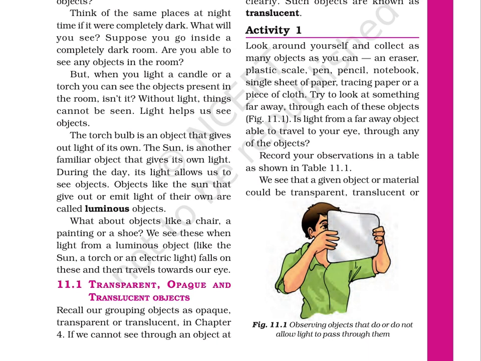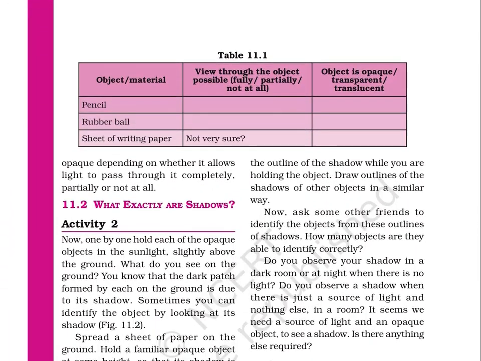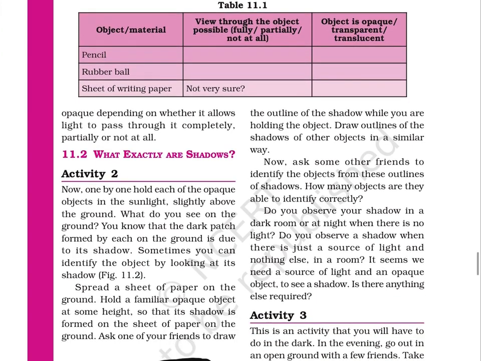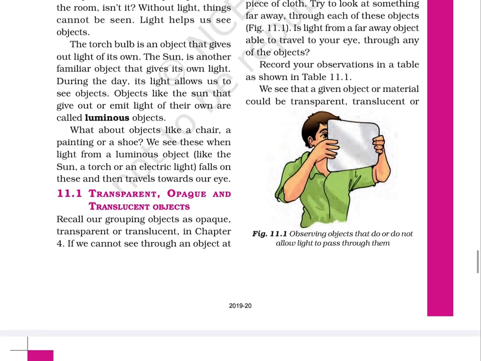We see that a given object or material could be transparent, translucent, or opaque, depending on whether it allows light to pass through it completely, partially, or not at all. Figure 11.1 shows a boy observing objects that do or do not allow light to pass through them.